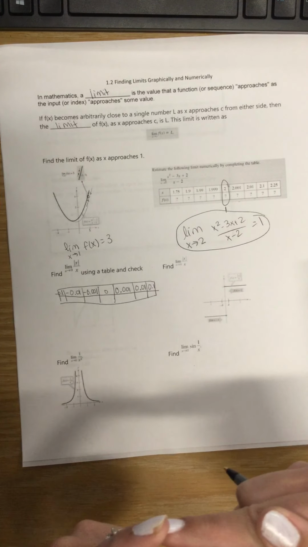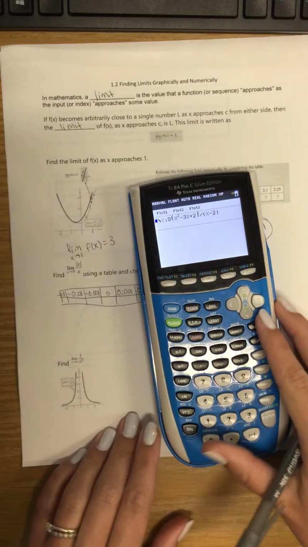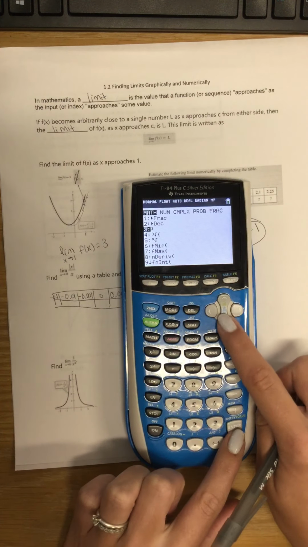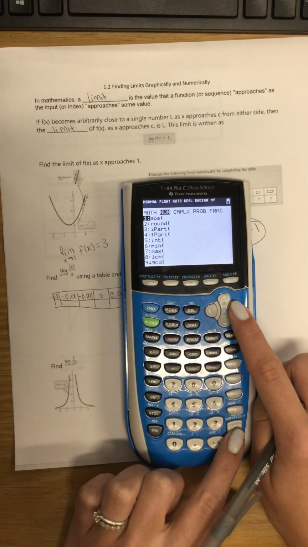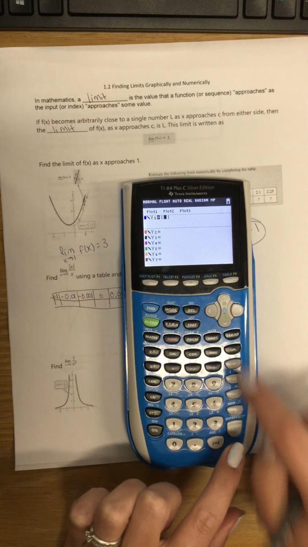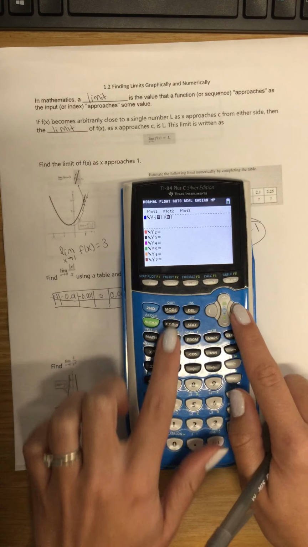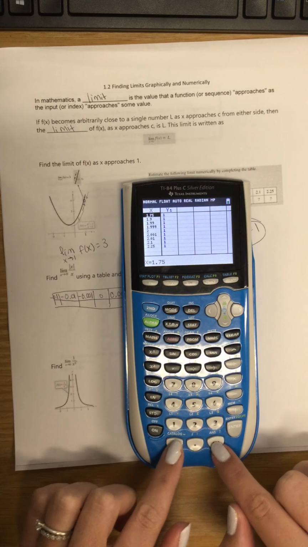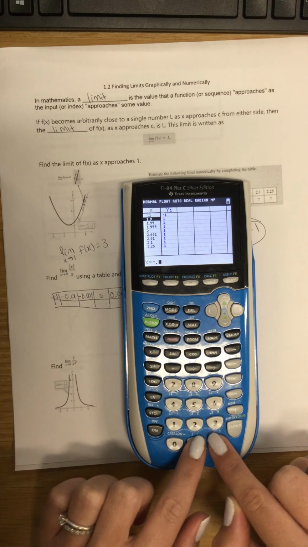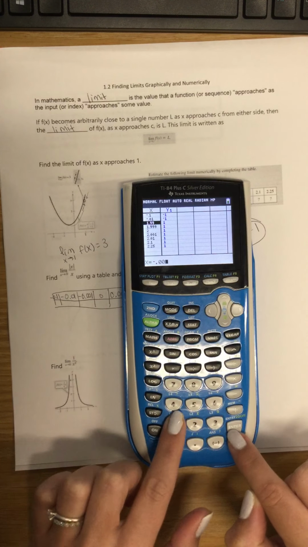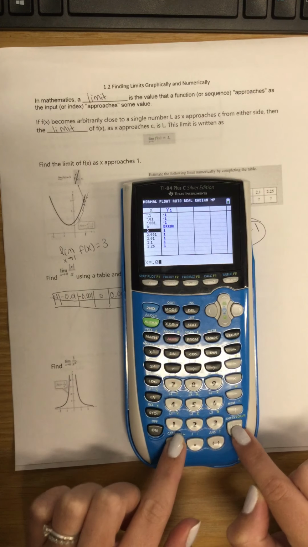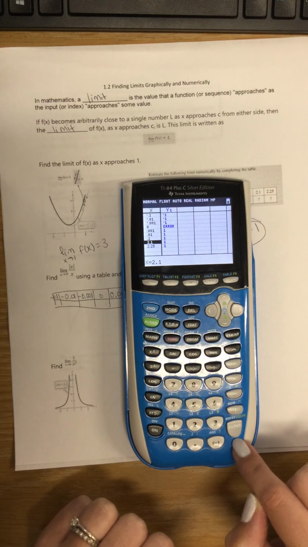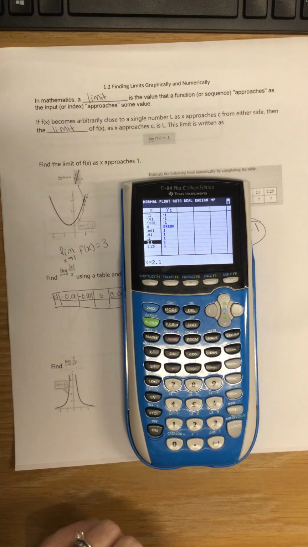So I'm just trying to see what's happening on either side here. And then I'm just going to plug it in. If you forgot how to do your absolute value, it's math, number, if you hit over to the number, absolute value. So x over x, let's go to our table. And let's plug it in. Negative 0.1, negative 0.01, negative 0.001, 0, 0.001, 0.01, and 0.1. Okay, what the heck is going on here?